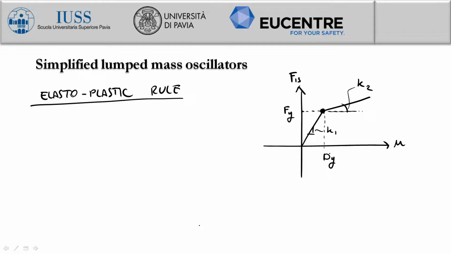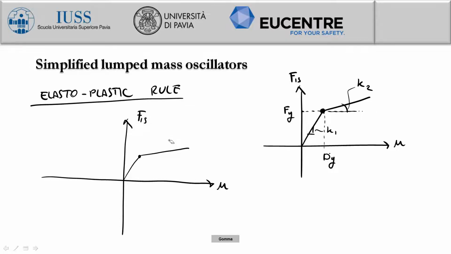So I will try to better describe graphically this behavior. Generally, we can have these loops. So we have initial stiffness, then we have the yielding point, and then the post-elastic stiffness. And then we have the same also in the negative direction. And we have the connection, so the loading and unloading branches.